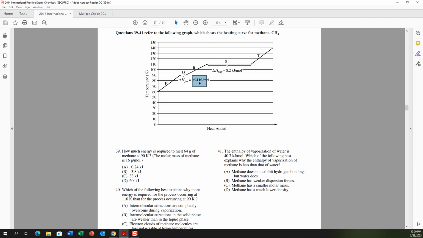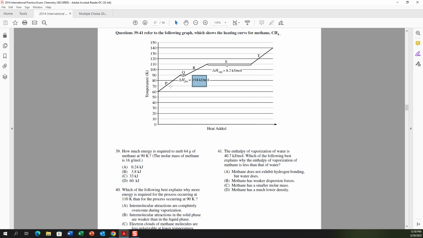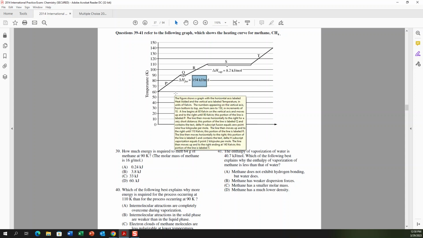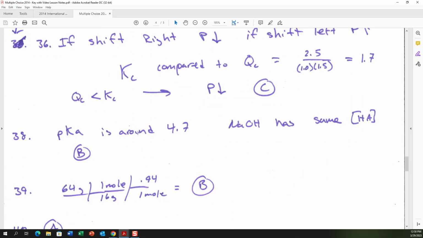And then it requires this much energy to melt 1 mole of methane, right? Remember, the first plateau is melting, the second plateau is vaporizing. So if we're talking about melting at the melting point, which is 90 degrees, we don't have to worry about heating it up to the melting point. We can just start at the melting point. So all we're doing is 4 moles of methane times that to get our answer. And so around 3.8. So 39 should be B.